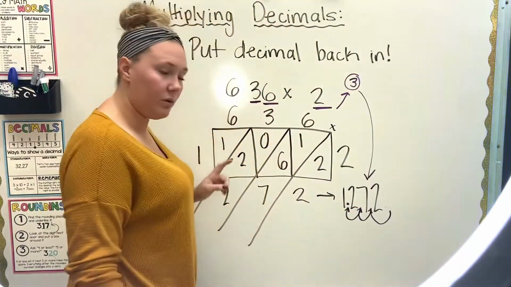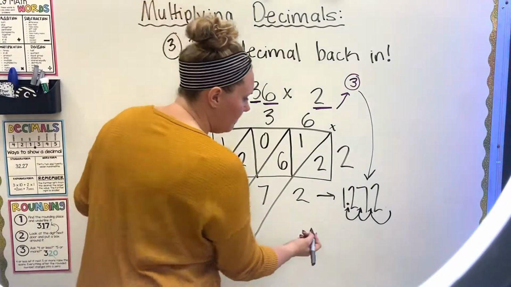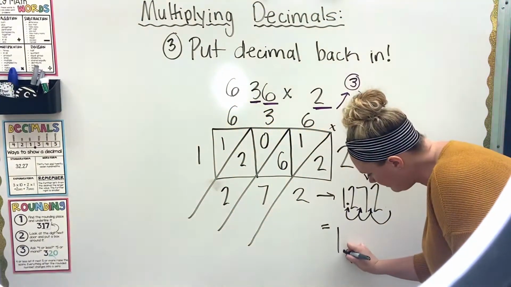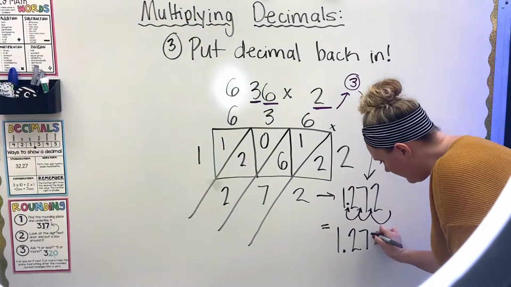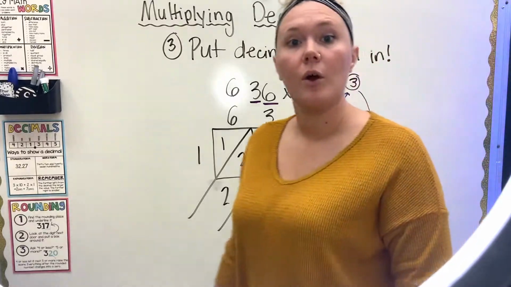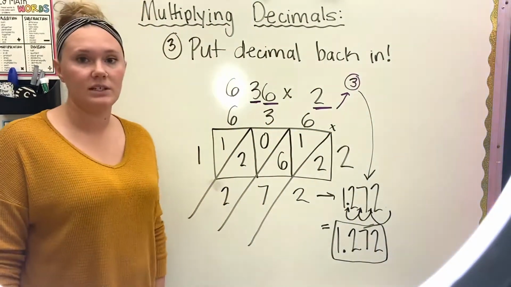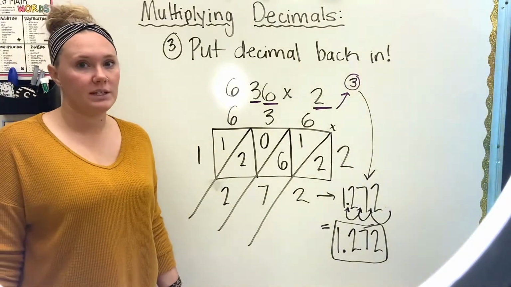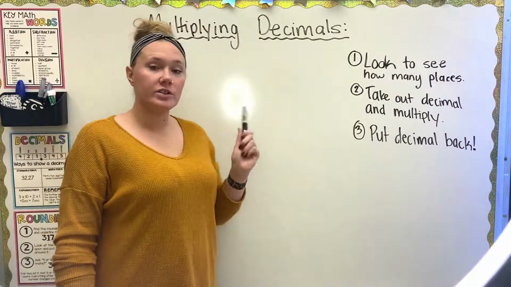Okay, so now I always make my students rewrite it again. So that is going to be 1 decimal 2 7 2, and that is my final answer, 1 and 272 thousandths. So that is the process of multiplying decimals. So now let's do some example problems.